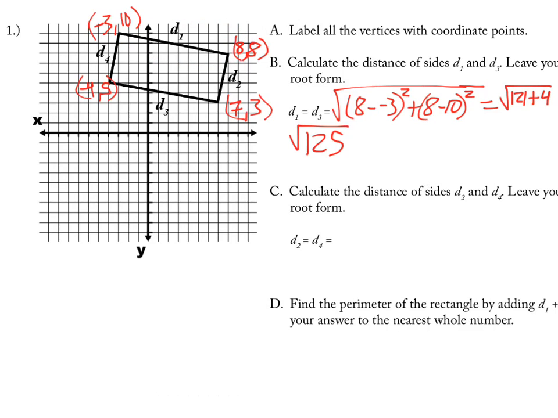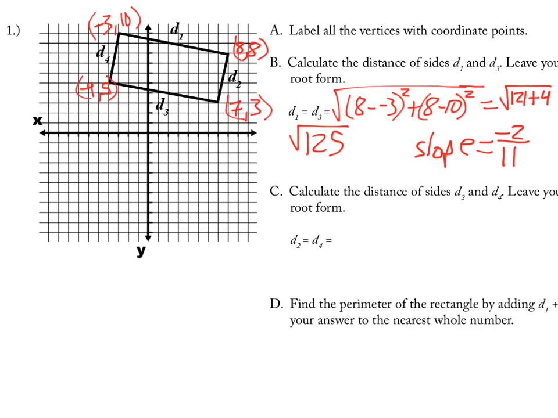You're also supposed to get the slope, and the slope is simply the rise over the run. When I start at negative 3, 10 and go over to 8, 8, my rise is down 2, that's the top part, and the run is how far from left to right, which is 11. So the slope is negative 2 over 11.